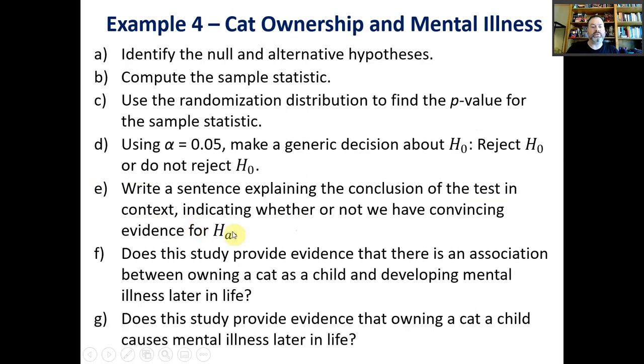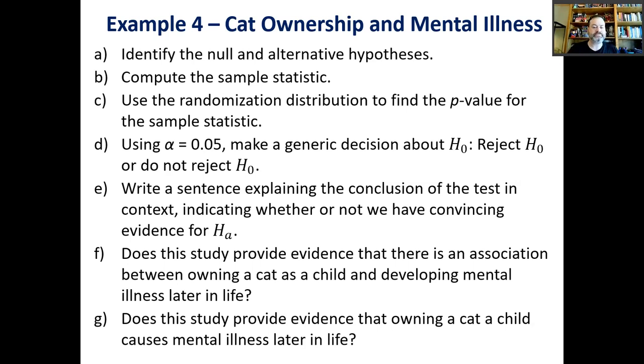Now, follow-up questions. So we have convincing evidence that the proportion of cat owners with mental illness is higher than the proportion of non-cat owners with mental illness. Does this provide evidence that there's an association? So we know the proportion is higher, but does that mean that there is an association? Yes. We use a difference in proportions to measure association among 2 categorical variables. So that's yes. A significant difference in proportion means association exists.